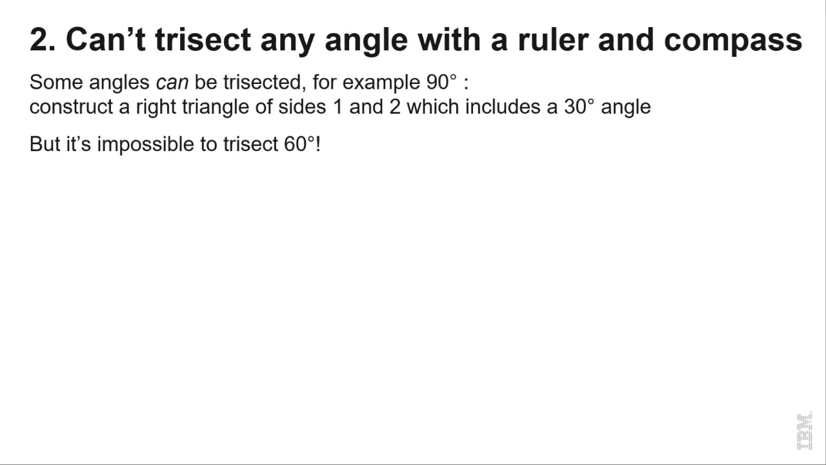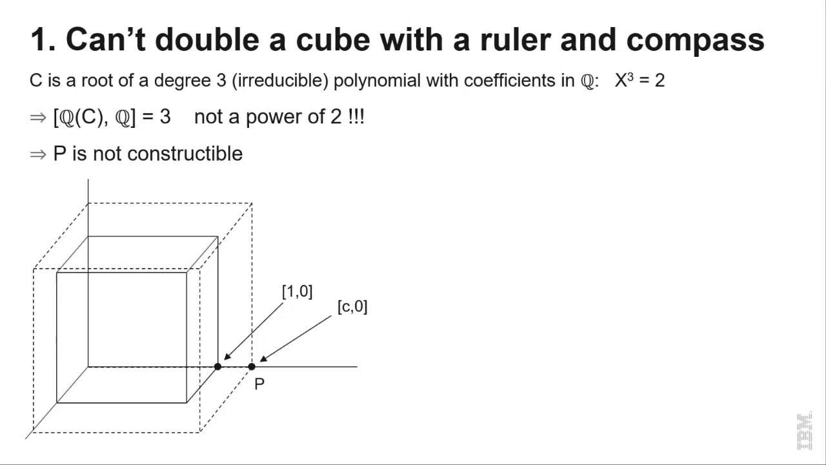Okay. Let's look at impossible problem number 2. The claim is that I cannot trisect any given angle with a ruler and compass. Again, some angles can be trisected. Sorry for taking you back. If you go back to the cube example, that happens in 3D. Your proof worked in 2D. So how do you extend the proof from 2D to 3D?